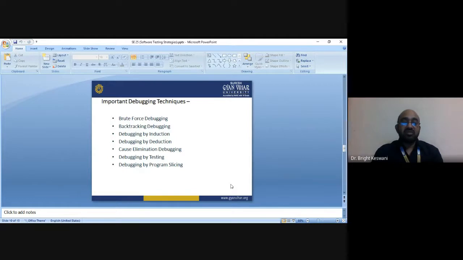Next one is cause elimination debugging. In this technique, a list of causes that could have contributed to the error symptoms is prepared, and tests are carried out to eliminate each cause. Software fault tree analysis is conducted for error symptoms, and the software fault tree analysis technique is a very important technique, and it is used in the cause elimination debugging method.